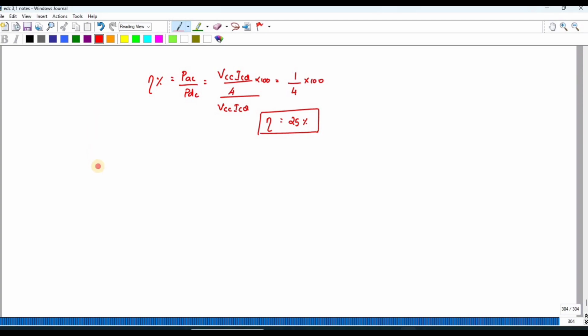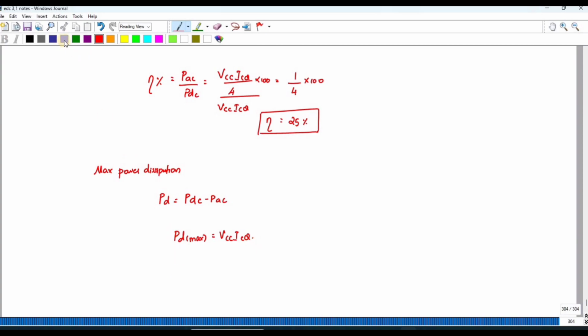So we can determine the maximum power dissipation. The formula is PD equal to PDC minus PAC. The maximum power dissipation takes place when the AC input signal is 0. So the entire power is dissipated in the form of heat. So I can write PD max equal to VCC into ICQ.